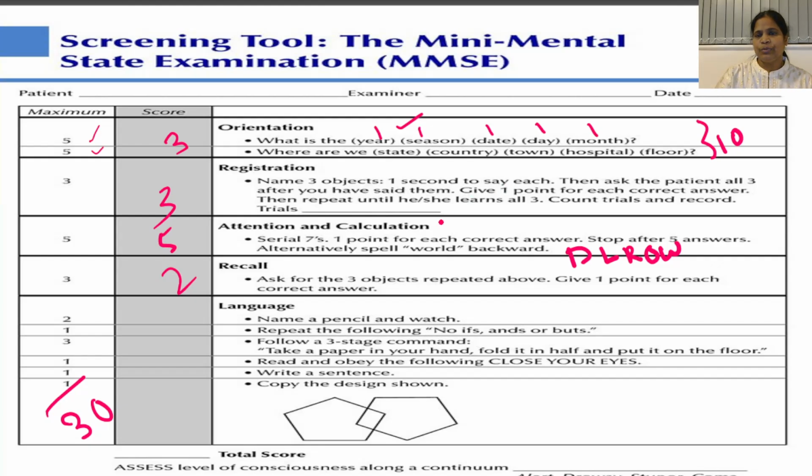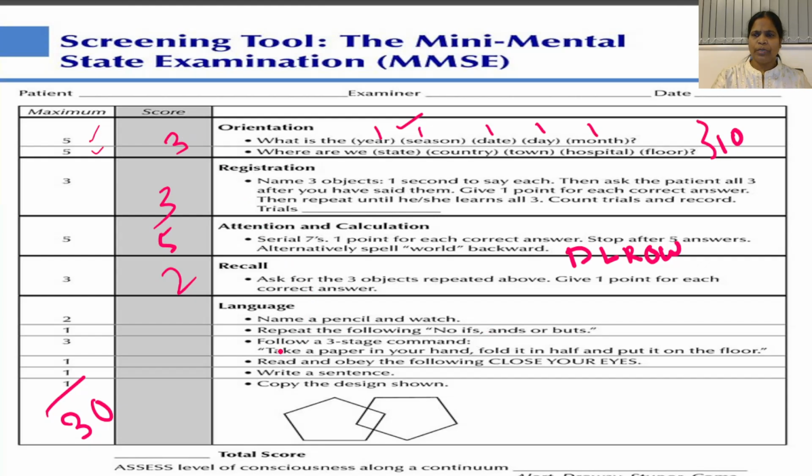And ask them to repeat the following: no ifs, ands or buts. Exactly this same wording has to be addressed to them. No ifs, ands or buts. If they repeat it, we give them 1 mark.